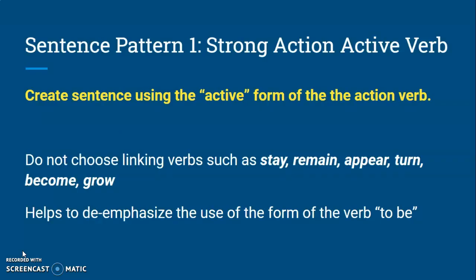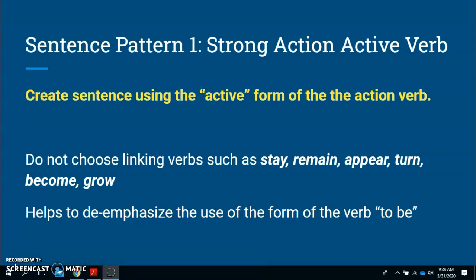Sentence pattern number one. We're talking about a strong action active verb. Strong action active verb. The purpose of this particular sentence pattern is going to help us to create an active form of the action verb. It's going to prevent us from using the to be verbs, and it's also going to help us to basically limit our reliance on our linking verbs.